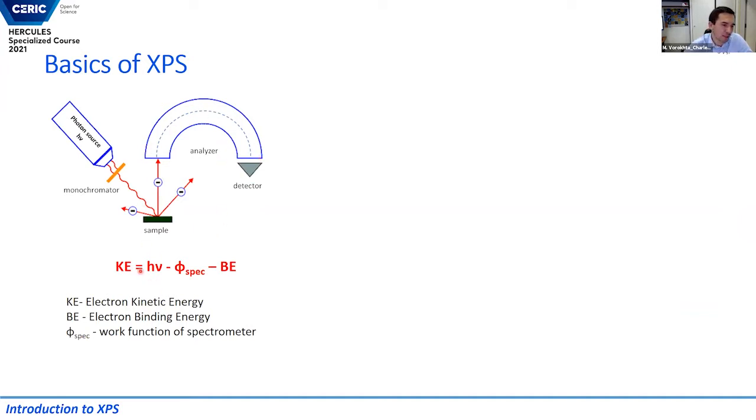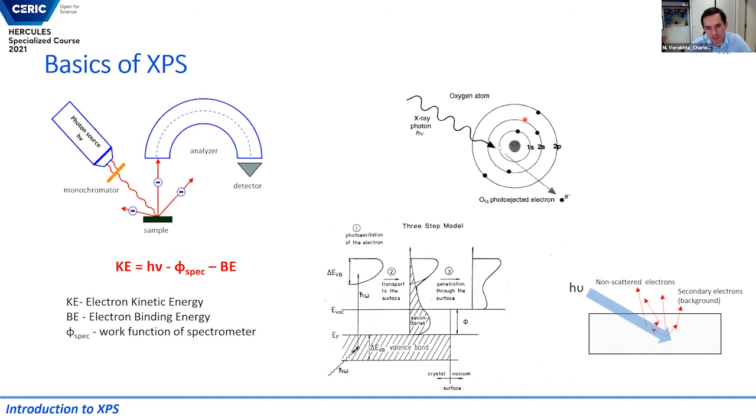Then, by knowing the kinetic energy of the detected electrons, you can easily calculate the binding energy of these electrons. And you understand that the binding energy is specific, because each element has its own electronic structure. So using some tables or references, you can easily answer what elements you have there when you measure some peaks.